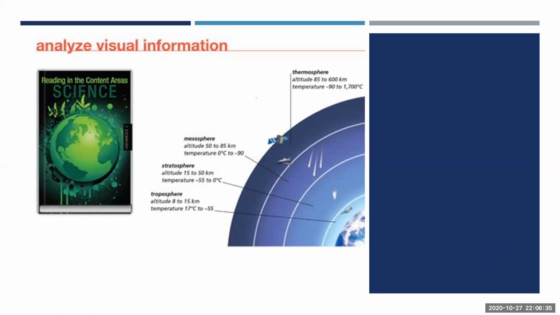Here we have a graph that you saw in the text, or should have seen in the text. It is talking about the different layers of the atmosphere. So that gives you that visual. It starts with the troposphere, then goes stratosphere, mesosphere, thermosphere. All right.